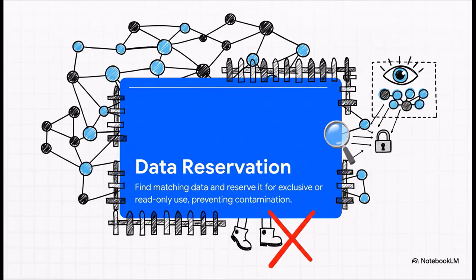But finding the data is really only half the battle. To stop that data cannibalization we were just talking about, you need something called data reservation. It's simple, really. Once the system finds data with the right characteristics, it locks it down just for your test. That means no more tests stepping on each other's toes, problem solved.